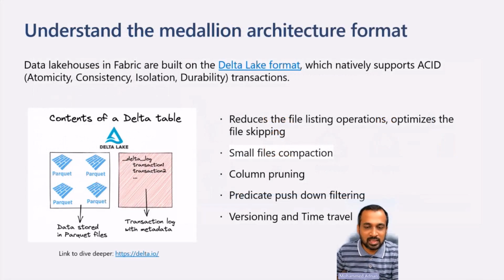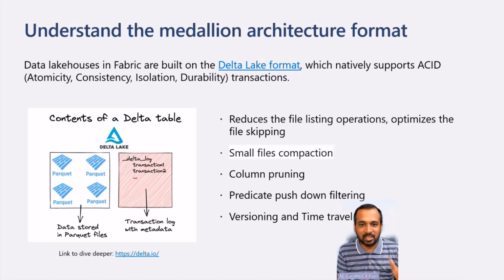Before that, first let's understand the medallion architecture format, and we need to understand Delta Lake here, because all the files are stored in the lakehouse, and whatever tables we have in the lakehouse are actually Delta Lake Parquet file tables. So Delta tables in Fabric are built on the Delta Lake format, which natively supports ACID properties: atomicity, consistency, isolation, and durability transactions. We discussed this in the previous video sessions.